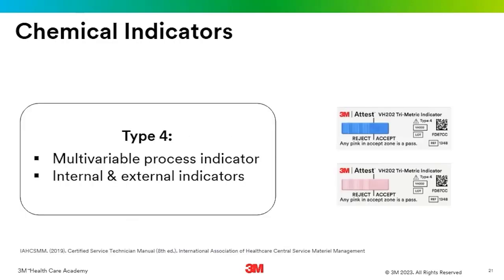And then we have our type 4, which are your multivariable process indicators. They are internal and external indicators. Sometimes you'll see them on peel pouches. Here's an example of 3M's hydrogen peroxide, H2O2. Oh, it's my favorite.